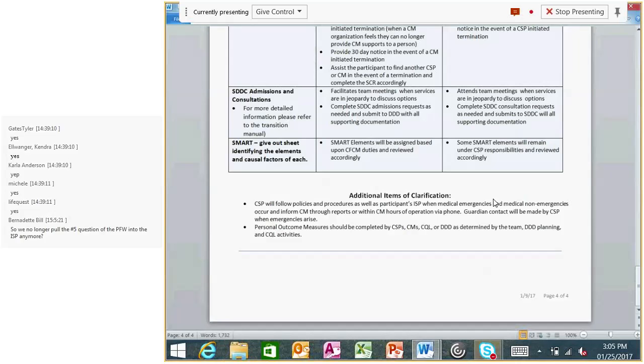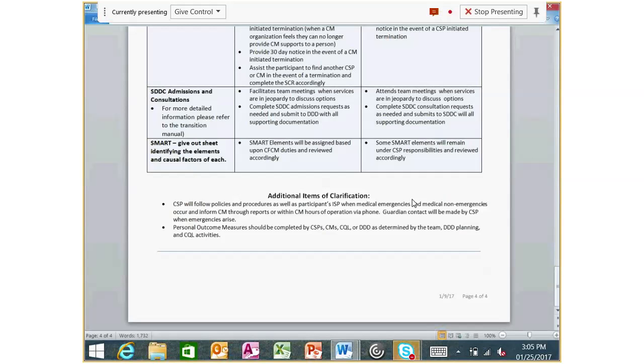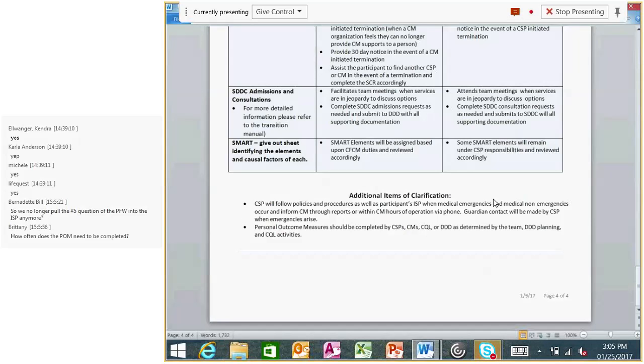And there's a question about pulling the number 5 question of the personal focus worksheet into the ISP anymore. Is that the question, Bernadette, about what is most important to the person that you would link to that first narrative section? Yeah. Okay. I think you wouldn't have to. You can, but what we were seeing was a lot of the required items being pulled forward into the ISP, into the discussion record. So you're seeing literally the same exact information mirrored in 2 spots.